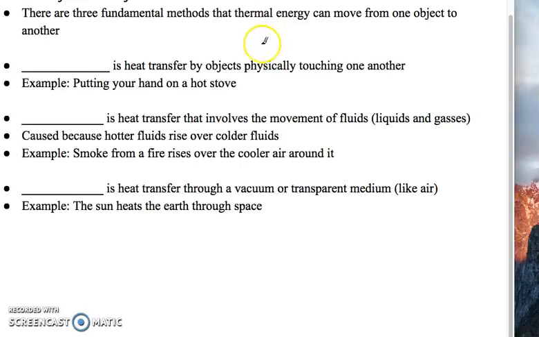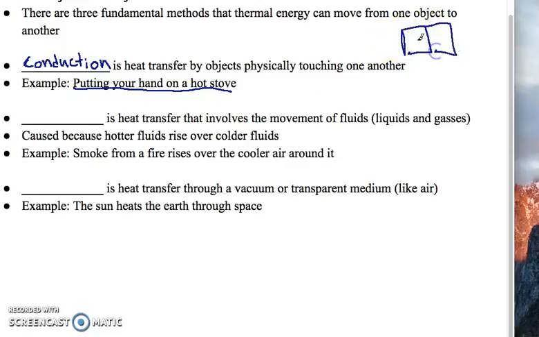object to another. The first of these methods is going to be conduction. And that's going to be heat transfer by objects physically touching one another. So like putting your hand on a hot stove would be an example. So again, if you have objects that are physically touching each other, and then you get a heat flow between them, that would be conduction.